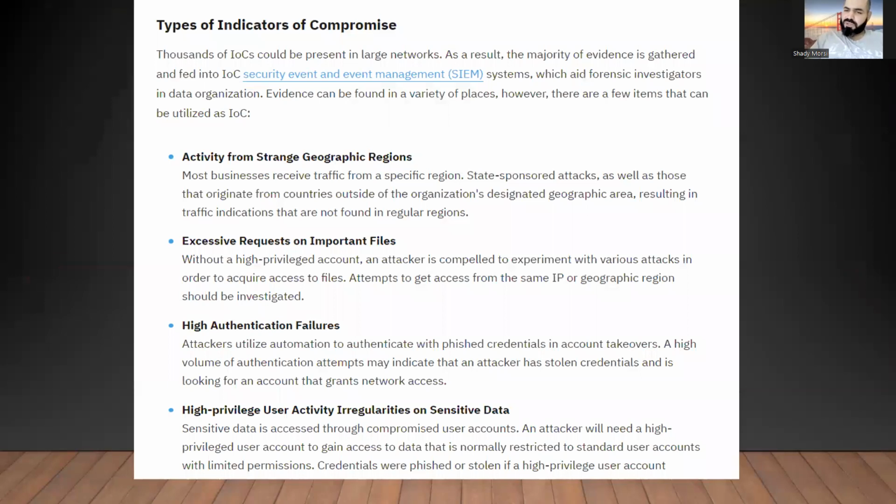Okay, so what are the types of indicators of compromise, guys? Here are the types. Thousands of IOCs can be present in a large network. And again, this is a connection between what we studied in SIEM and what we are studying now. We need a centralized location so we can look at these logs. Without this, it's going to be very hard for us to find these indicators. So the majority of evidence is gathered and fed into the security information and event management SIEM system, which aids forensic investigators in the organization.